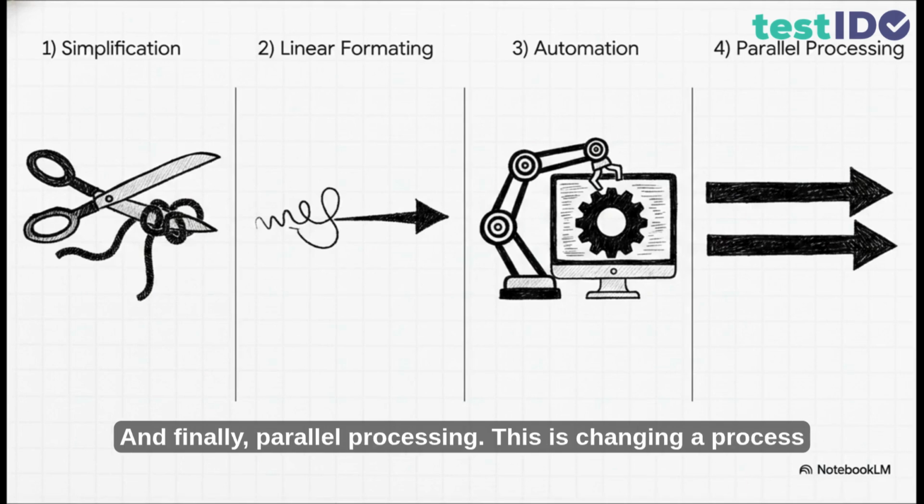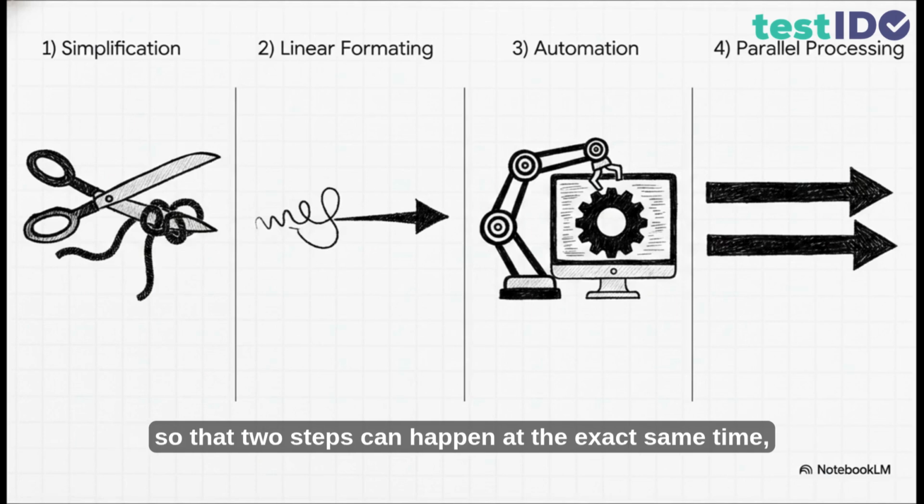And finally, parallel processing. This is changing a process so that two steps can happen at the exact same time, rather than waiting for one to finish before starting the next.